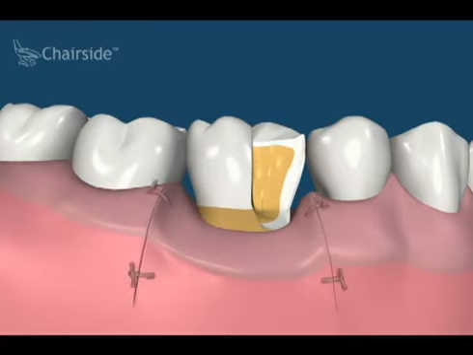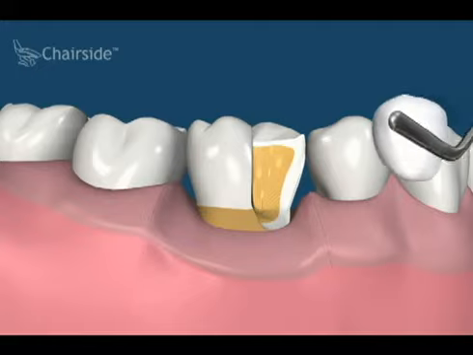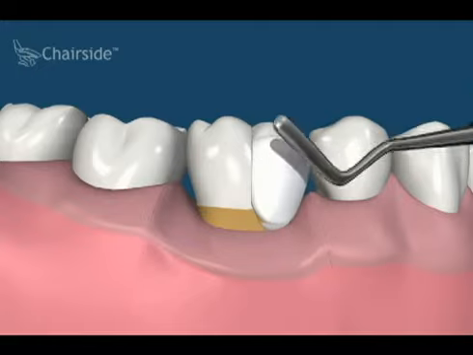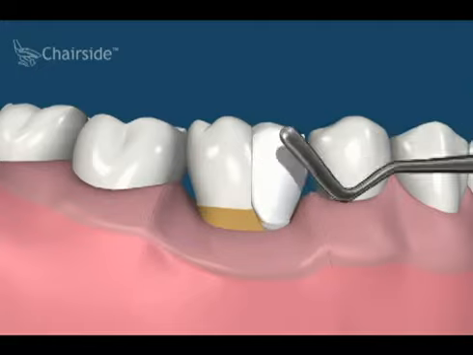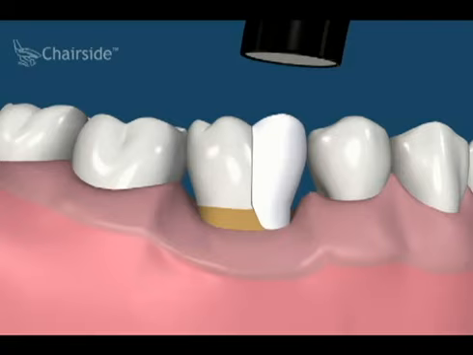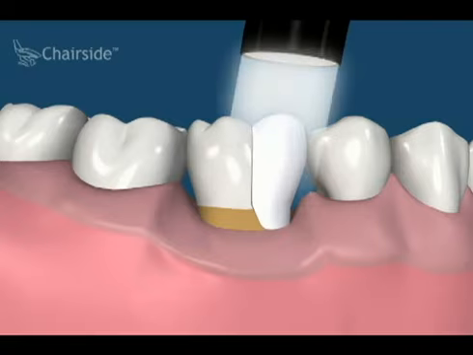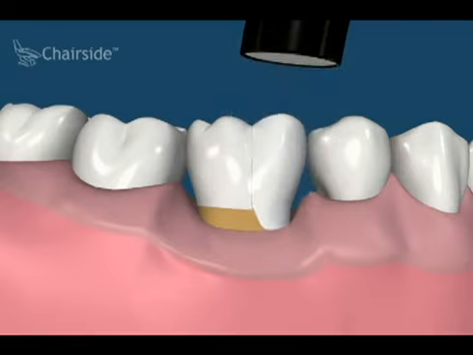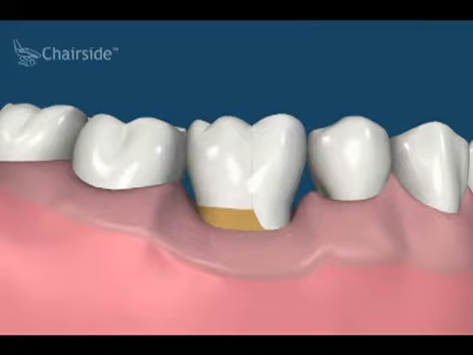The flap is repositioned and sutured into place. After healing, the tooth can now be restored. In this situation, a light cured resin filling is used first to replace the lost cusp. This may be adequate in some situations, but the best way to restore a tooth with a large fracture is with a crown.